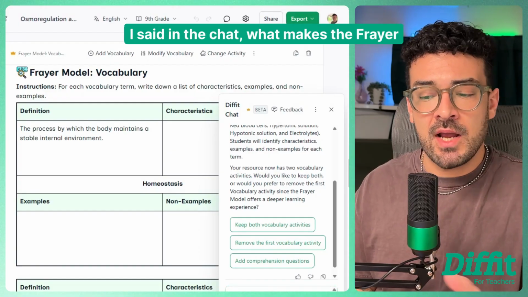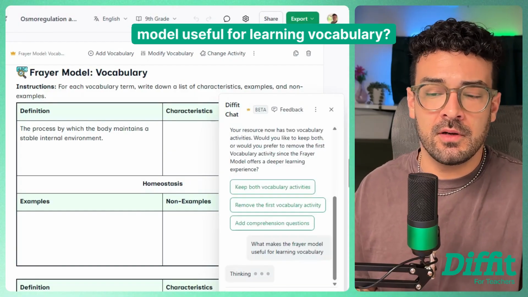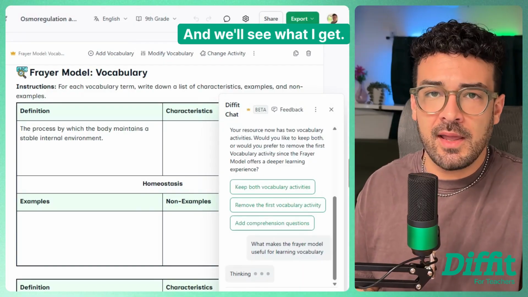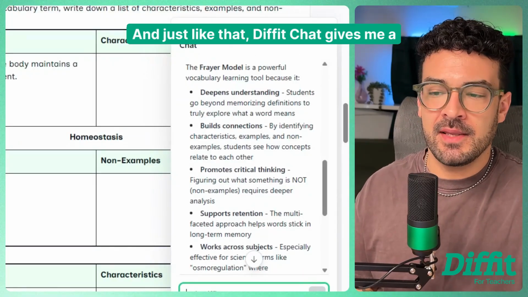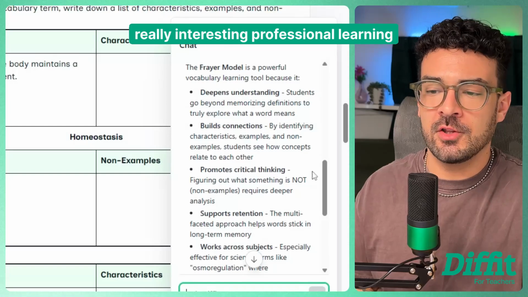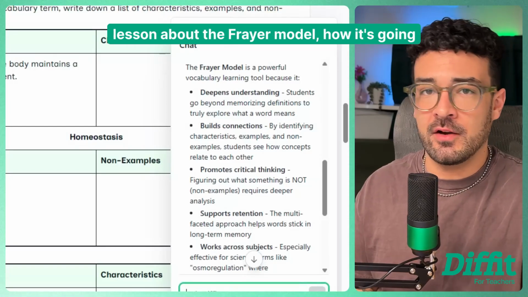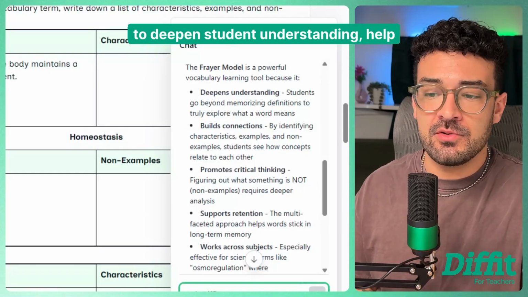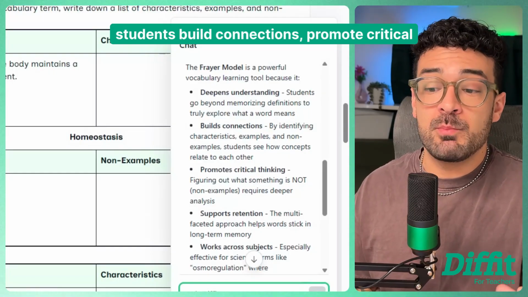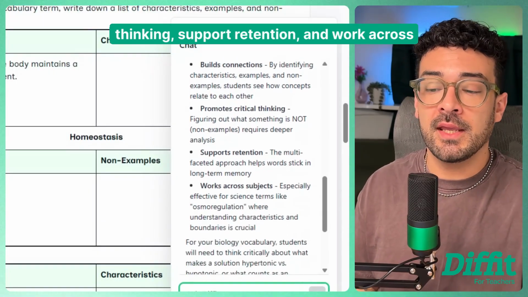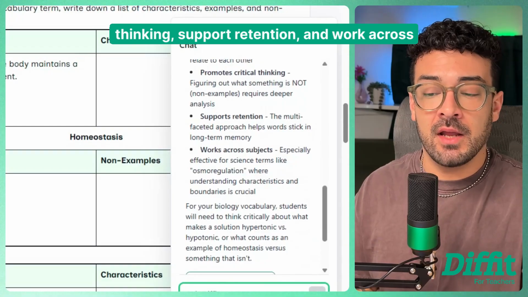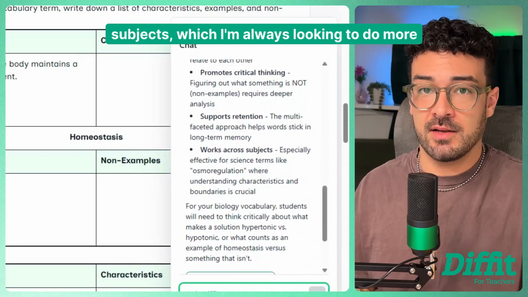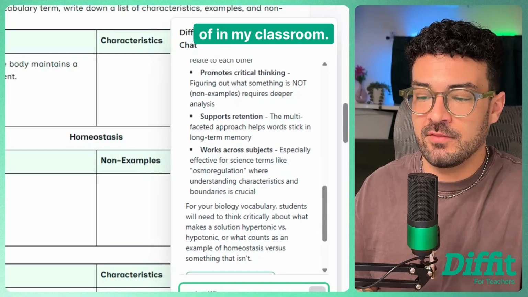I said in the chat, what makes the Frayer model useful for learning vocabulary? And we'll see what I get. And just like that, Diffit Chat gives me a really interesting professional learning lesson about the Frayer model, how it's going to deepen student understanding, help students build connections, promote critical thinking, support retention, and work across subjects, which I'm always looking to do more of in my classroom.